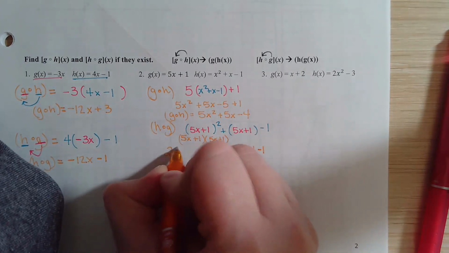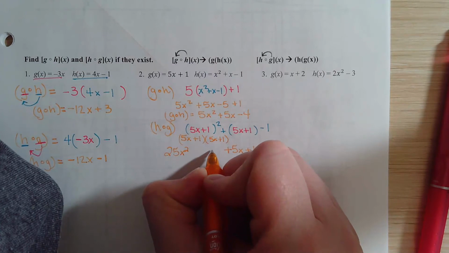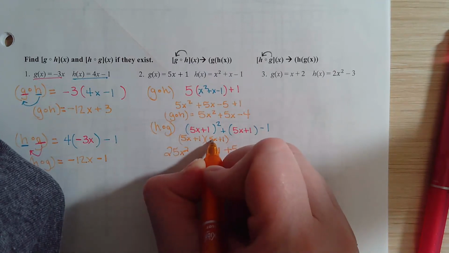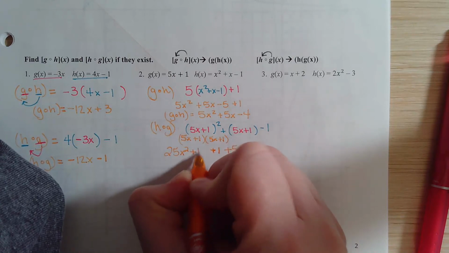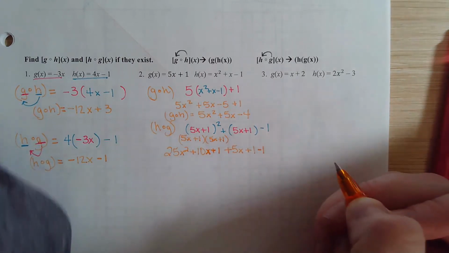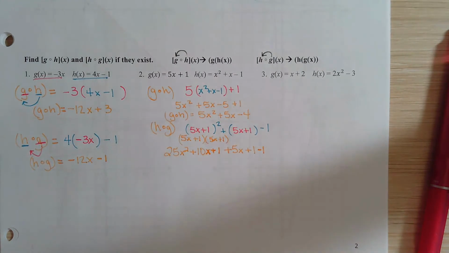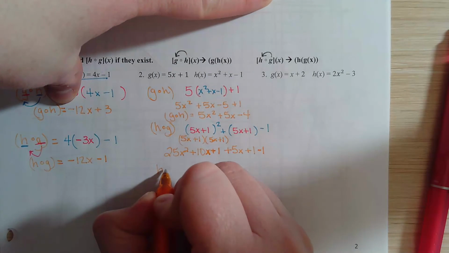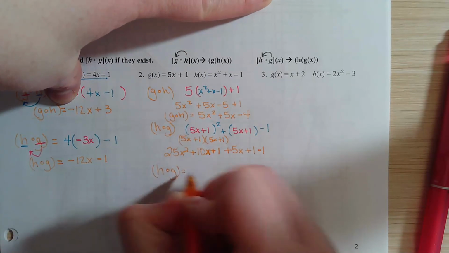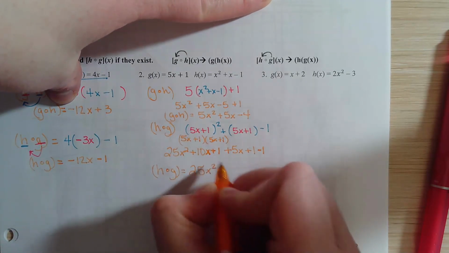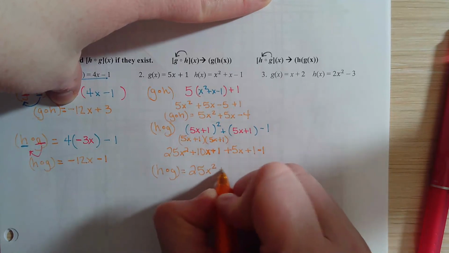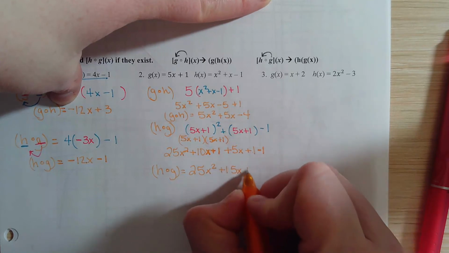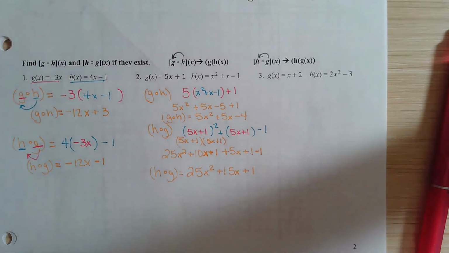So I'm going to get 25x squared. I'm going to have a plus 1 here. And then 5 times 1 and 1 times 5 is going to give me a 10x. So plus 10x. If you need to show all your work and you can't do that quickly, by all means, show all the distribution. So combining like terms, I'm going to get h composite g equals 25x squared. 10x plus 5x is plus 15x. 1 plus 1 is 2, minus 1 is 1. So my answer is 25x squared plus 15x plus 1.